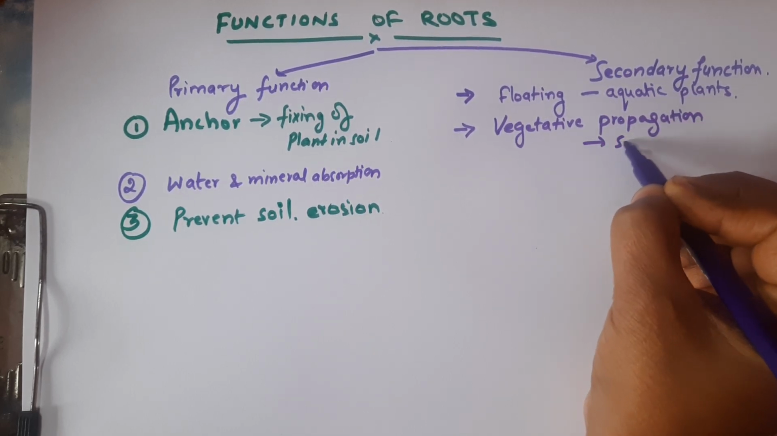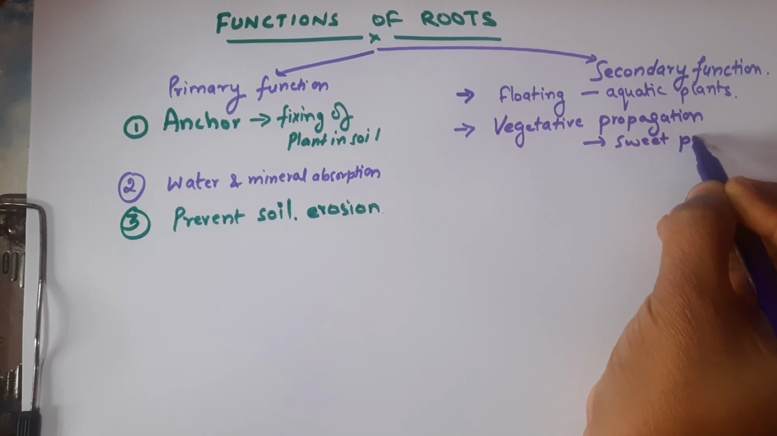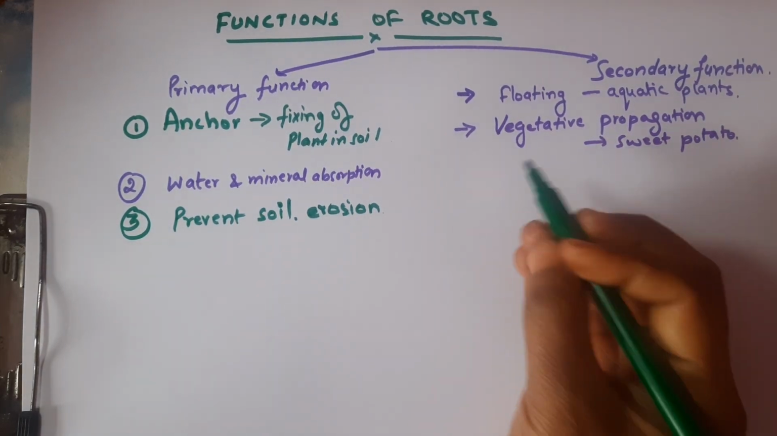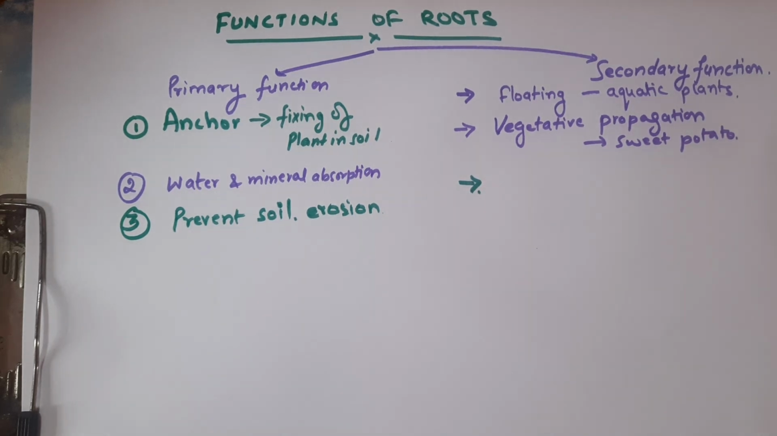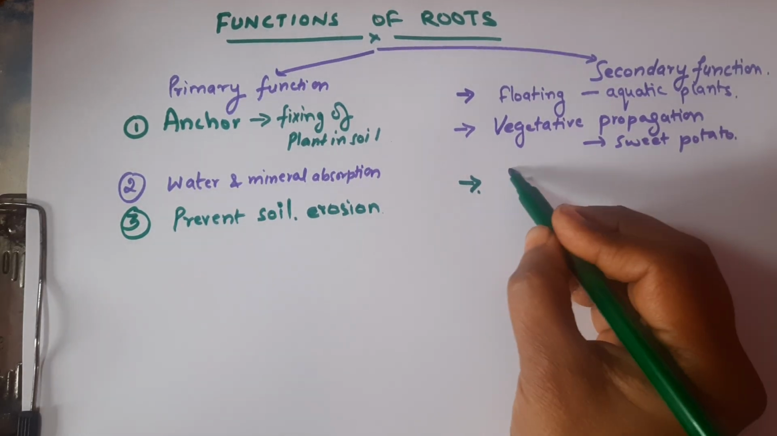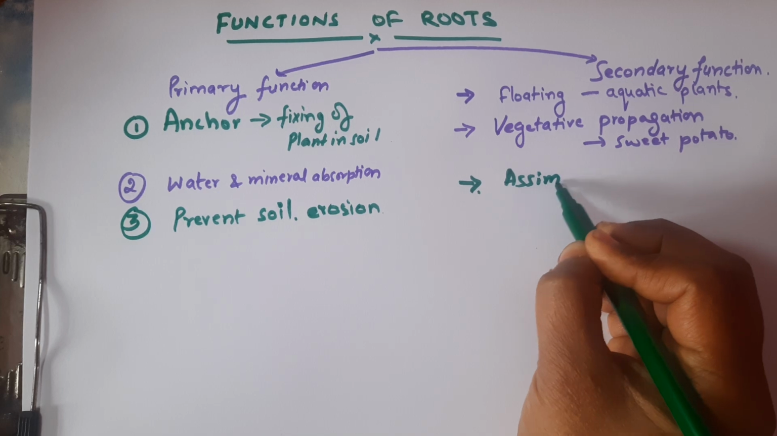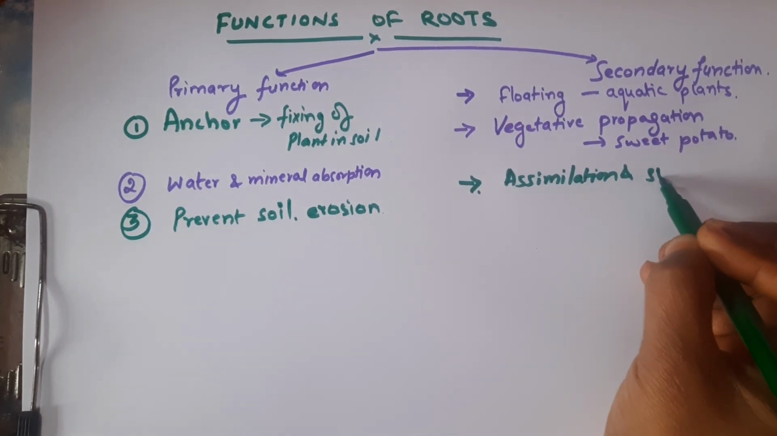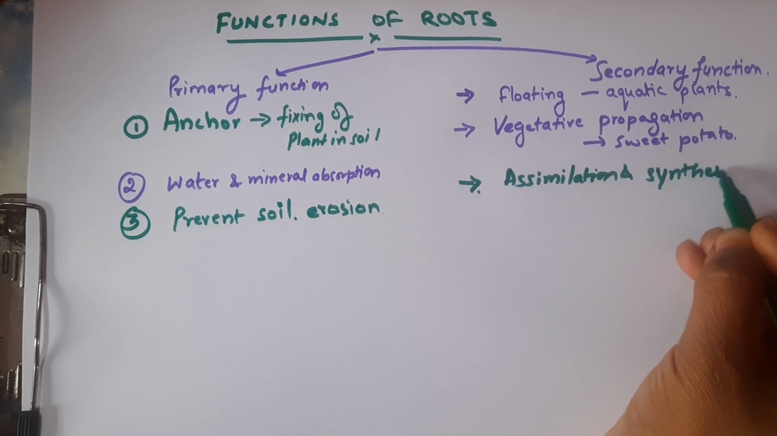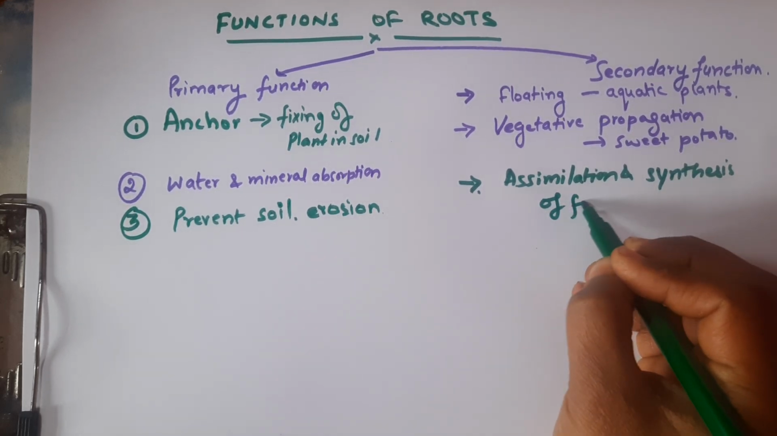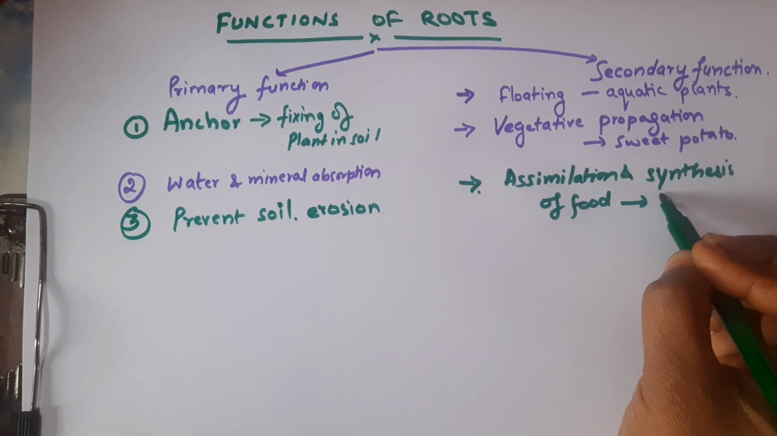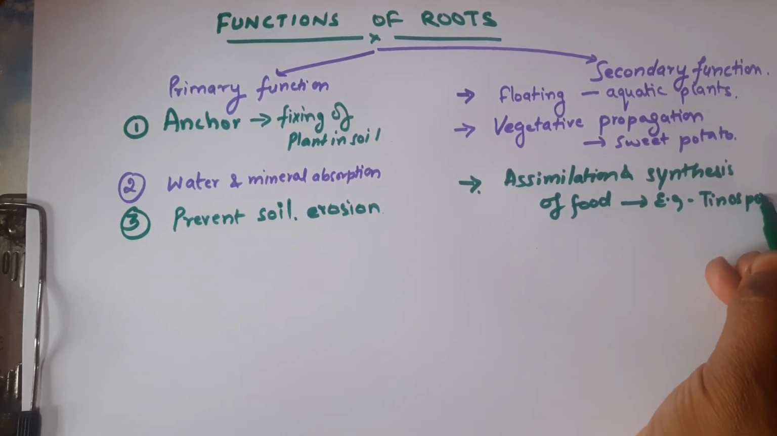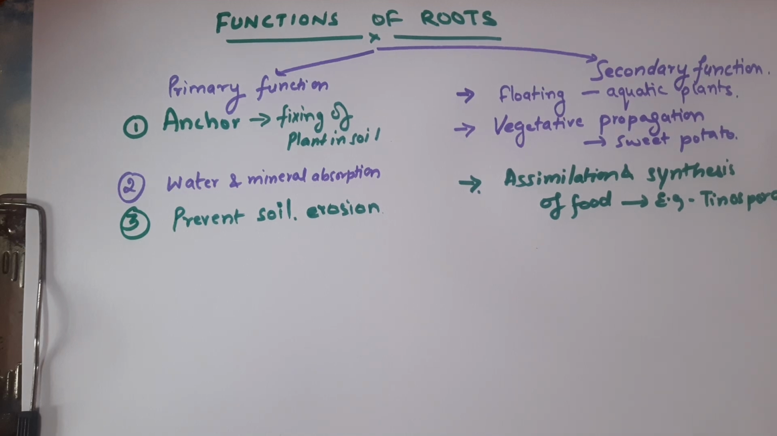For example, in sweet potato. Third, they can also assimilate or synthesize food. So assimilation and synthesis of food can also happen in the roots. Example, in the Tinospora, the root will assimilate and synthesize the food.